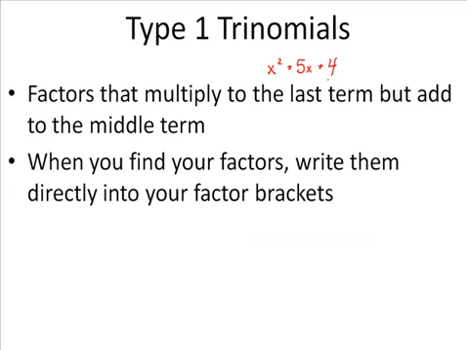So what we do is ask ourselves what two numbers can multiply together to make 4, but if I were to add them together would make 5. If you can come up with those numbers, you're done your factoring. All that's left to do is put them in your factored brackets. I'll give you an example.